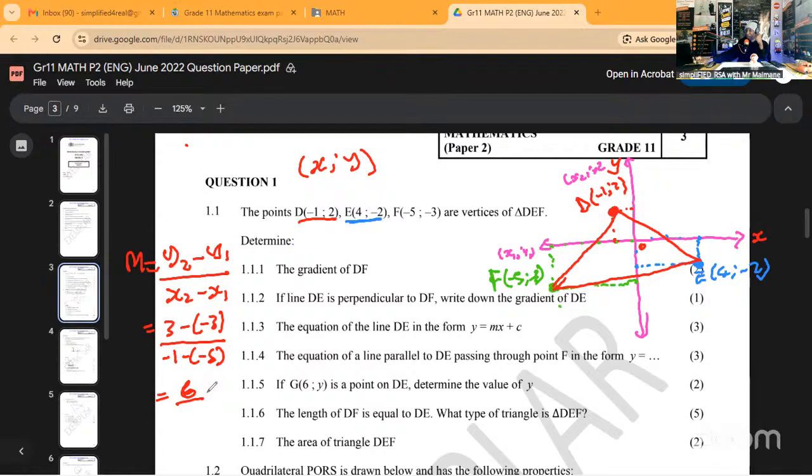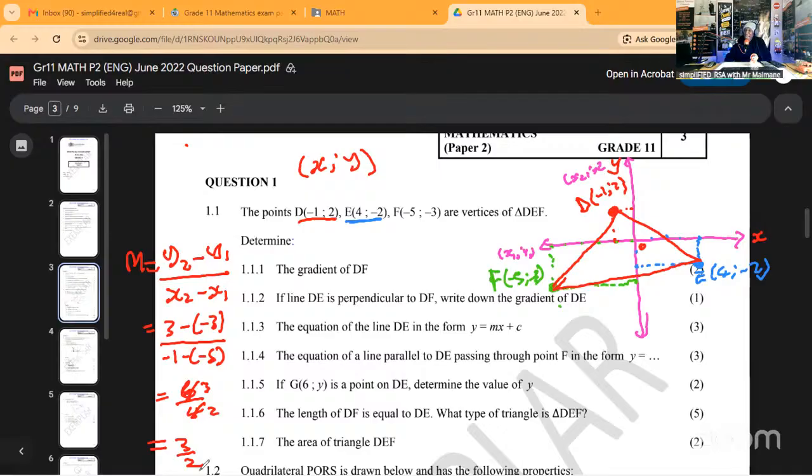Minus minus 5, or multiplied, it will be positive, and then negative 1 will be 5 minus 1, which will be 4. And then 6 over 4, it is divisible by 2 both sides. 2 goes 3 times here, 2 goes 2 times here, so it would be 3 over 2. That is our gradient. 2 marks, gone, you're done.